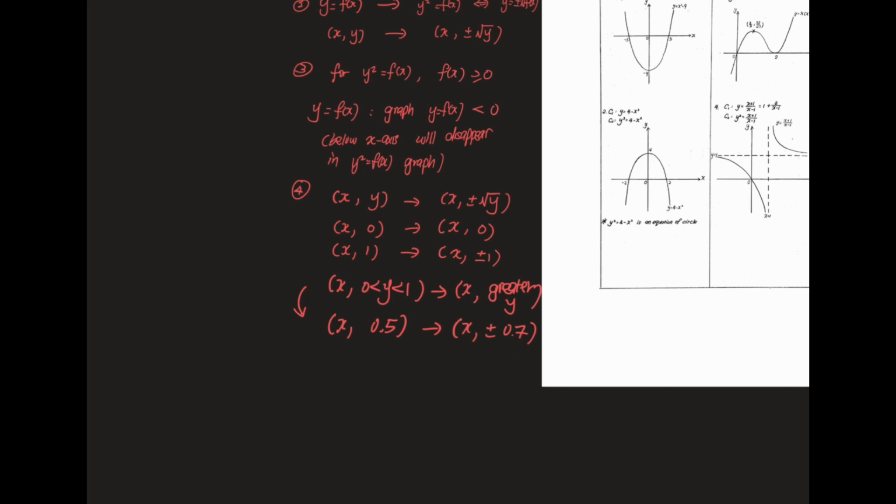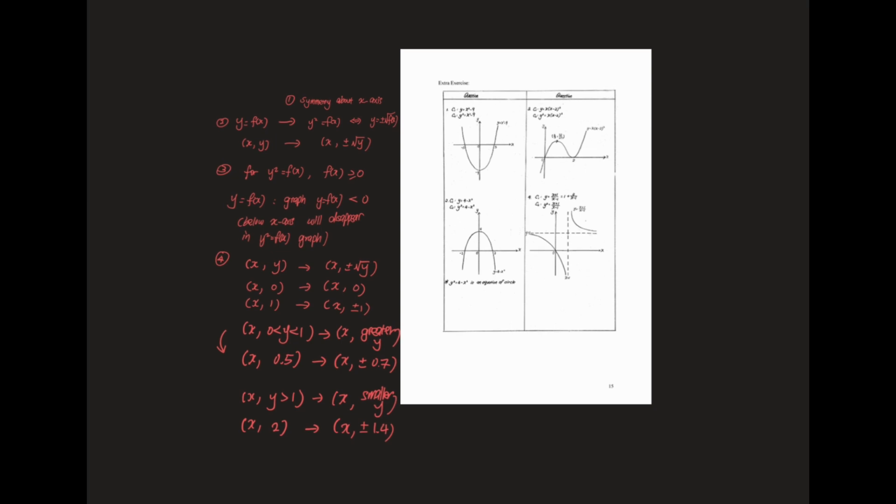Okay, so now if you have y coordinates that are greater than 1, then in the y squared graph you will have a smaller y. For example, if you have 2, after you square root, you will get plus minus 1.4, which is a smaller value. Okay, so now let's see how we apply all this information into graph sketching.